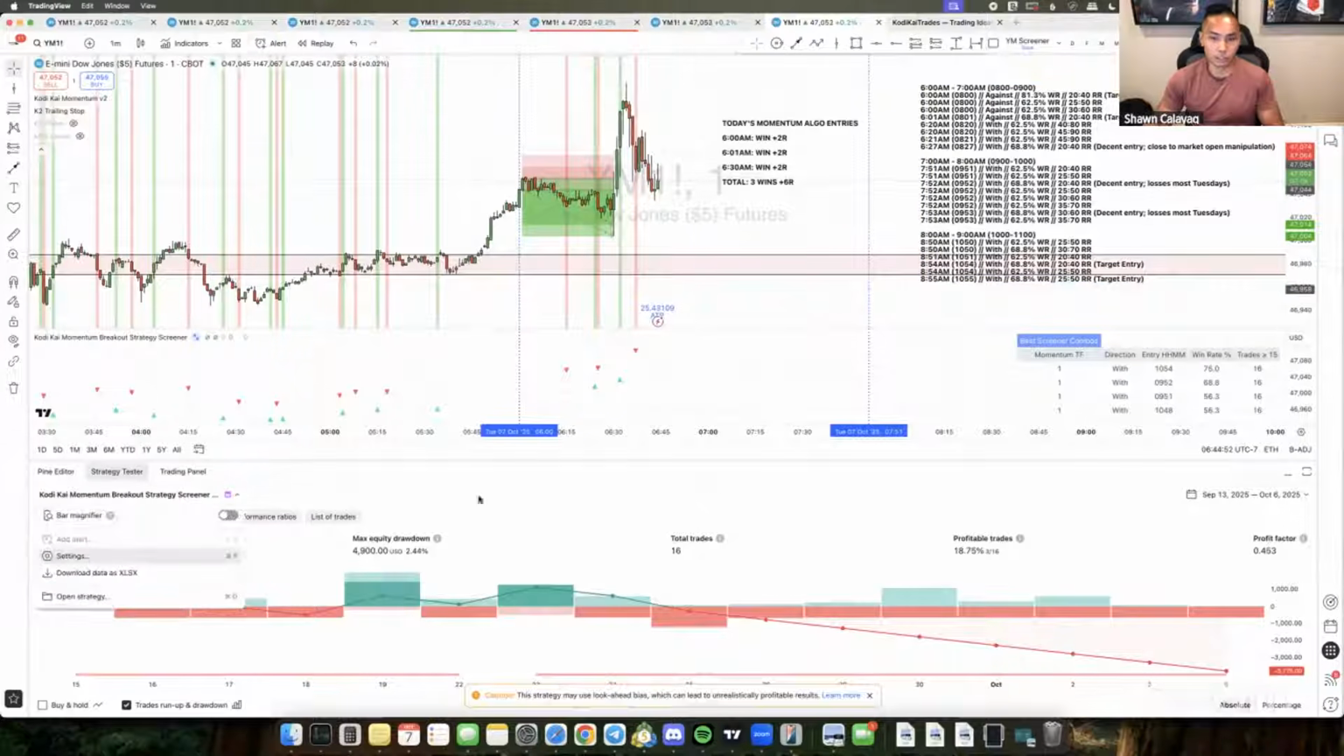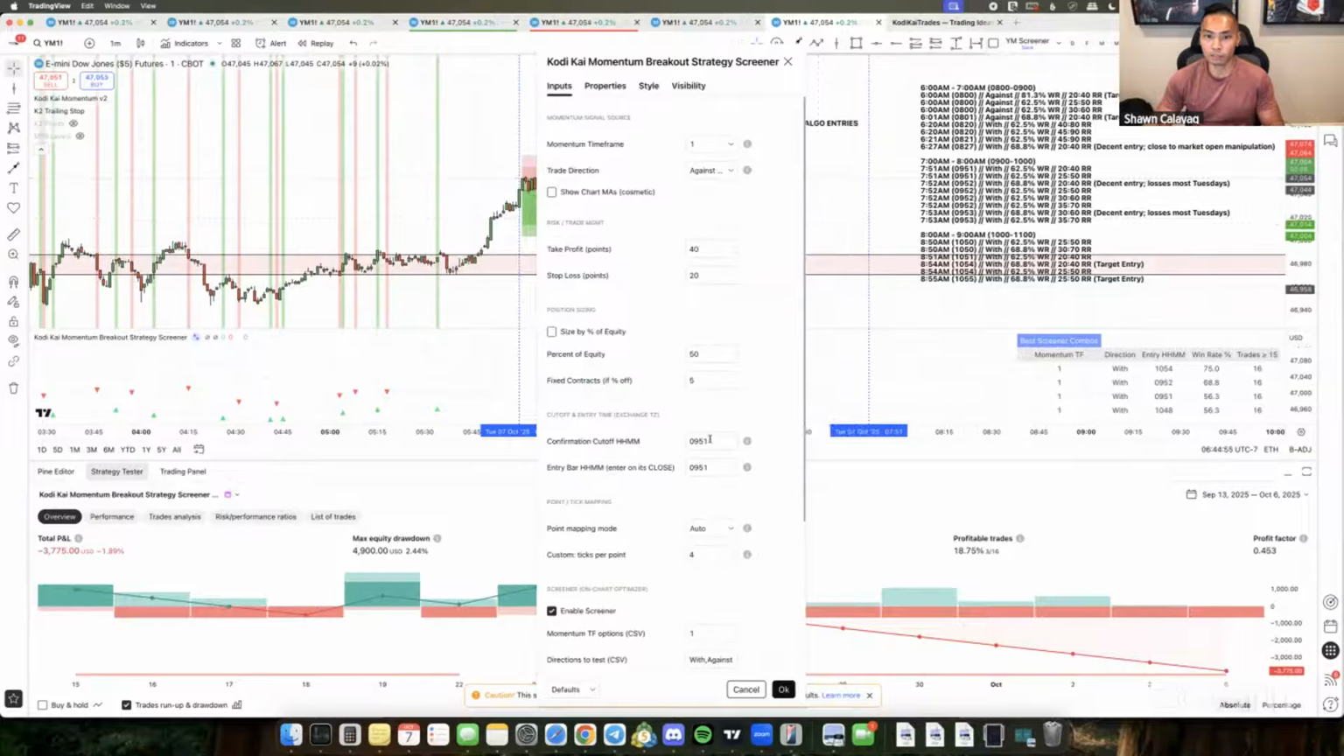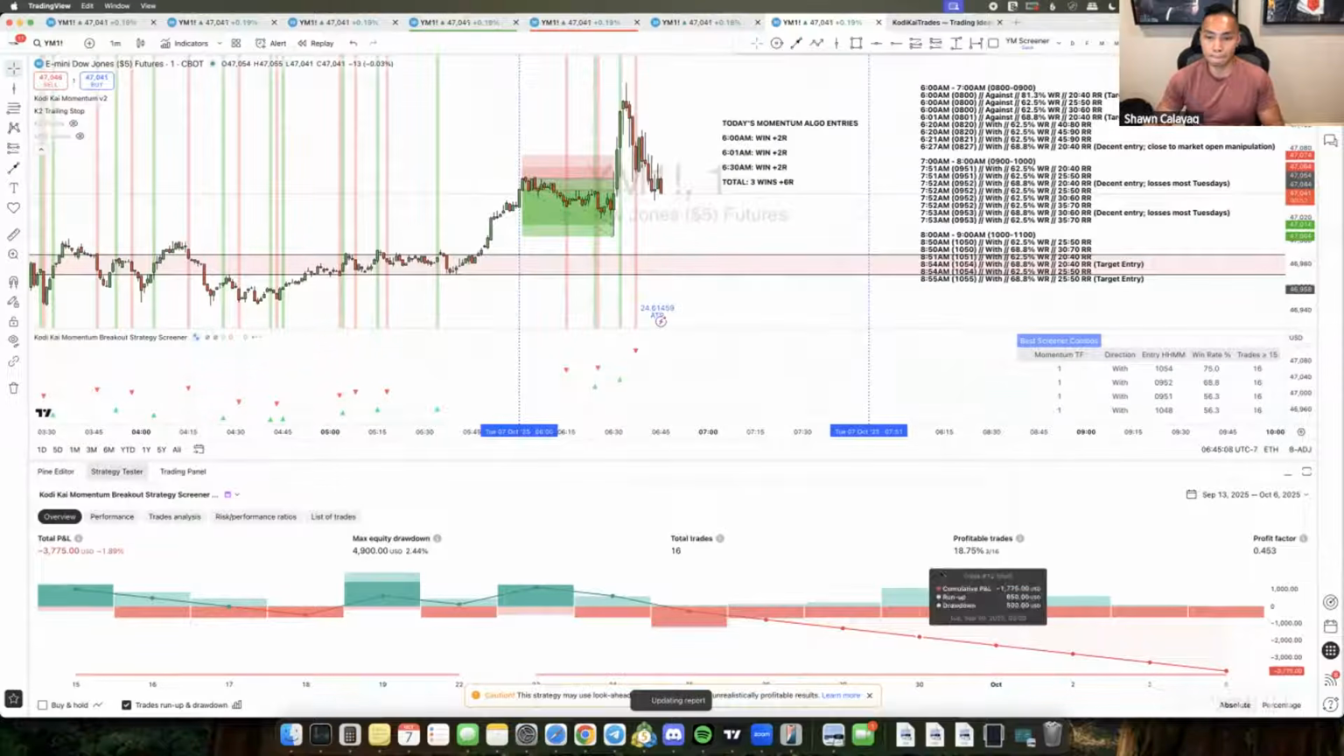Let's see. I'll change it right here. So that trade is going to be over here at 751. It's with momentum, so I change this back to with. And then look how this number changes. Right here, if you're going against momentum, so if you're trading opposite, it's going to have an 18% probability of winning. Now let's update it to with momentum. And look how this number here changes. It's updating the report.